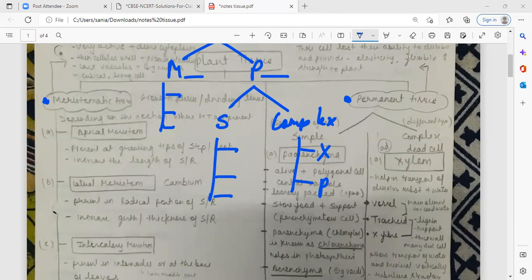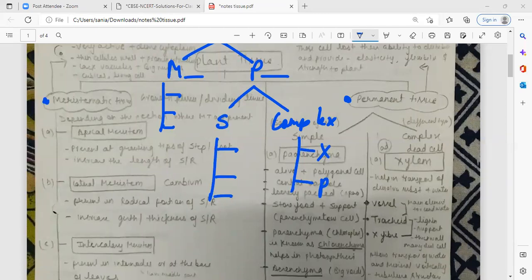Intercalary is present in internodes at the base of leaves, and it increases the size of internodes. Clear? Yes, ma'am. Okay.